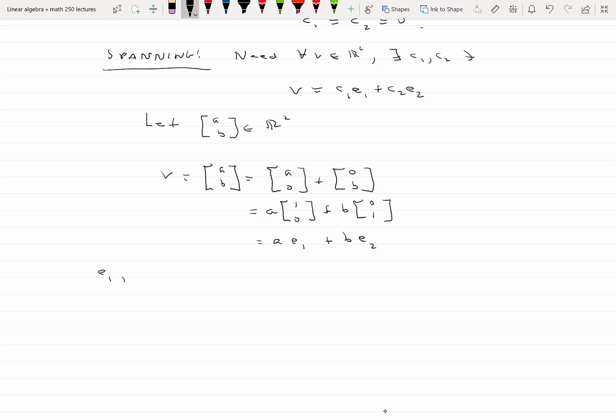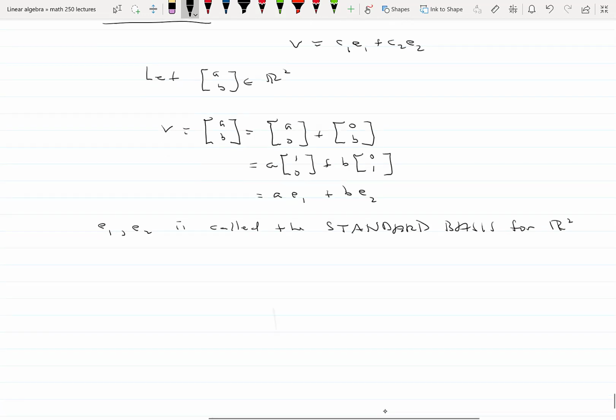E1, E2 is called the standard basis for R2. There are many, many other bases for R2. Bases are not unique for a vector space.